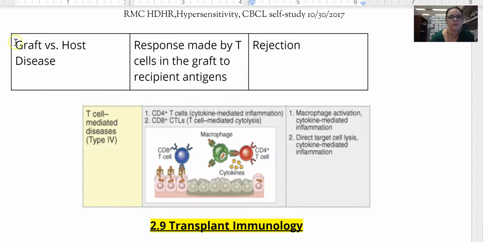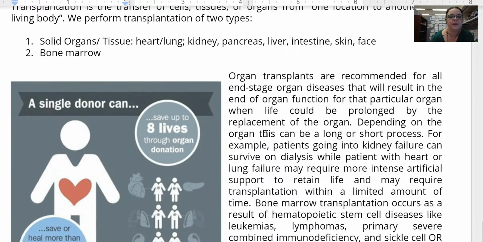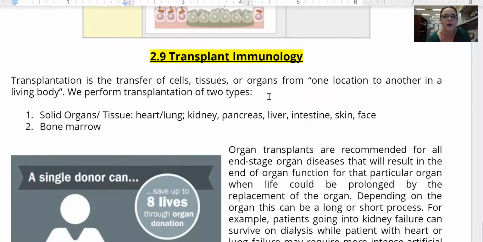And then the last one is actually a transplant example, and that's graft versus host disease. And then we move right into transplant immunology. Like I said, I think this is pretty simple, so I just wrote a simple course note on it. We'll do a little bit on it in your CBCL.